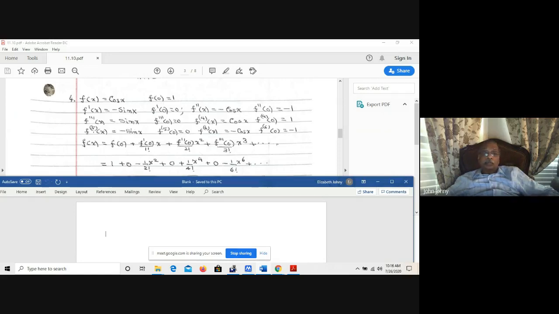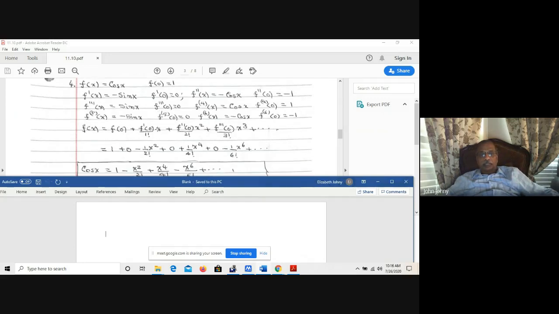And you repeat this. I have written only up to f6. You may write up to f6 or f8. And now the Maclaurin series is f of x is equal to f of 0 plus f prime of 0 over 1 factorial times x plus f double prime of 0 over 2 factorial times x squared plus f triple prime of 0 over 3 factorial times x cubed plus etc. First term is a 1. Every other term is zero.